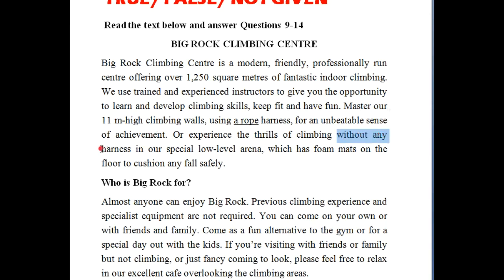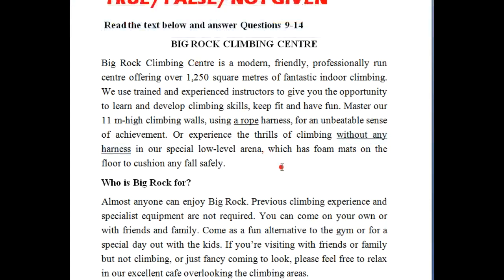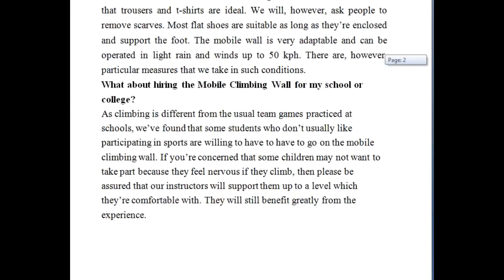Harness is of course a device, an item which is made of a rope. So that means it is saying that you can use it without any harness. So that is your information. You can underline it, and now you know very well that the answer is false because they're saying it is not compulsory. I hope you have understood it. Then immediately go to the second question.